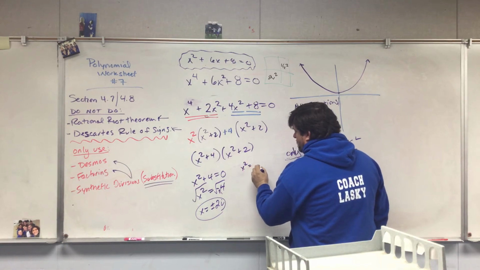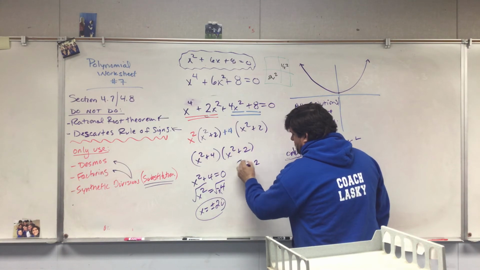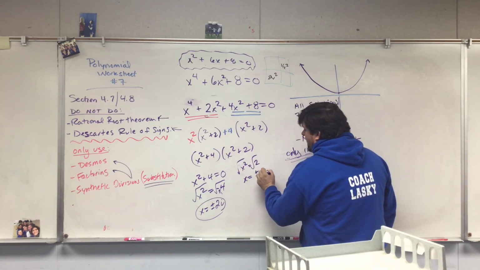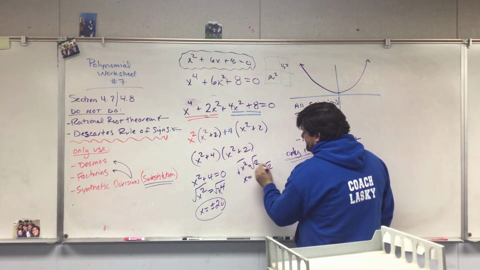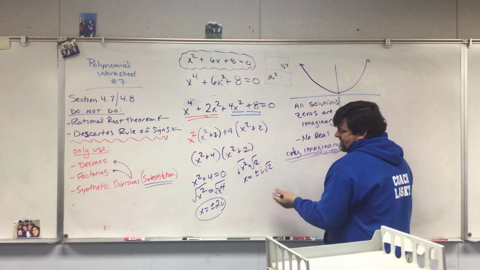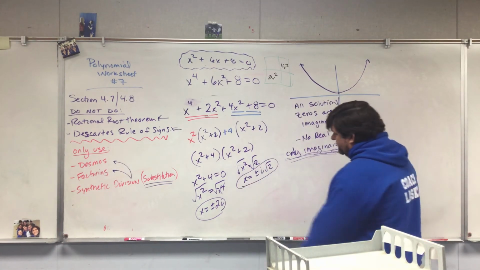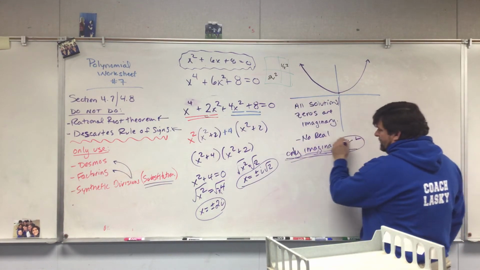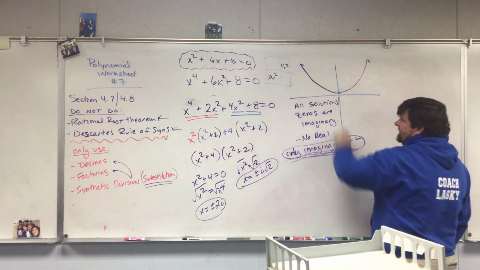X squared equals negative 2. X equals, take the square root of both sides, x equals plus or minus i root 2. Oops, sorry, this is a negative right here. And that's a negative. The square root of the negative is an i, and then we don't have to know the exact value of root 2. It's like 1.4 or something like that. So those are my two answers. Look, we only wanted imaginary. We got imaginary answers because it doesn't cross the x-axis.